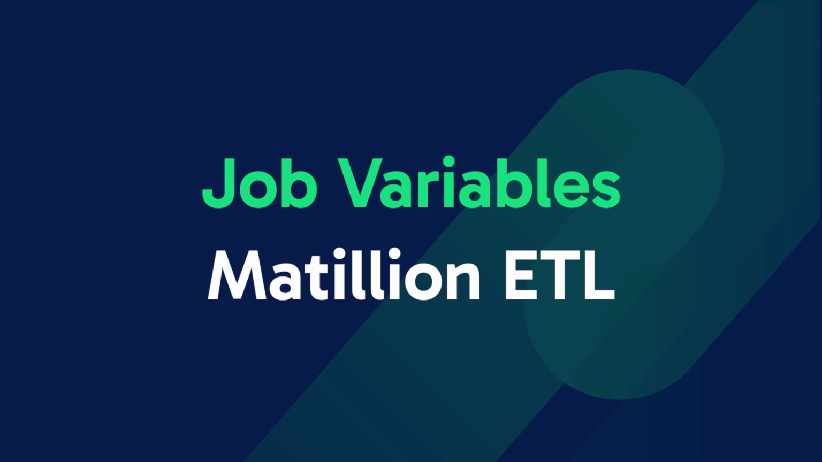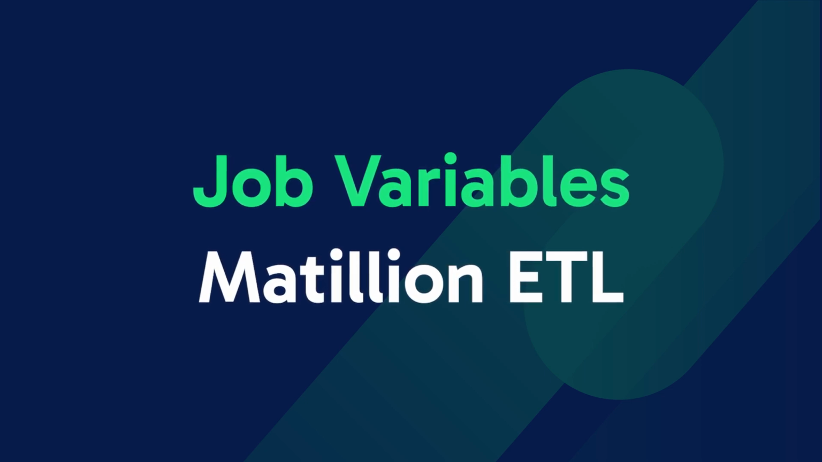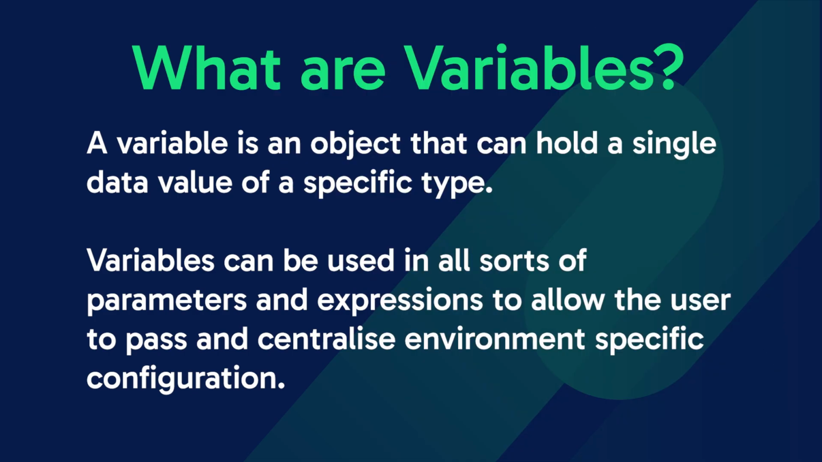In this video, we'll be exploring job variables in Matillion ETL, how they work, and how to set them up in a job. A variable is an object that can hold a single data value of a specific type. Variables can be used in all sorts of parameters and expressions to allow the user to pass and centralize environment-specific configuration.